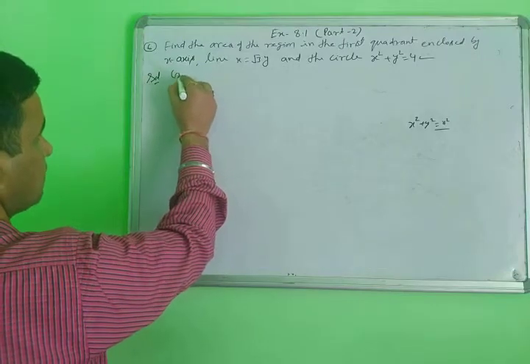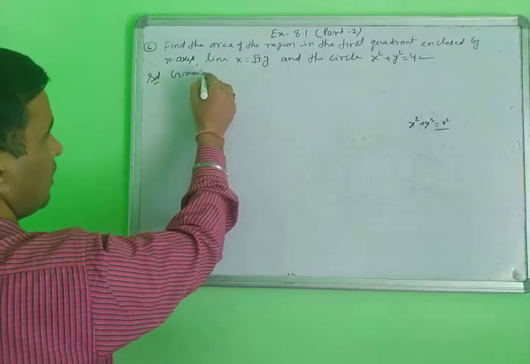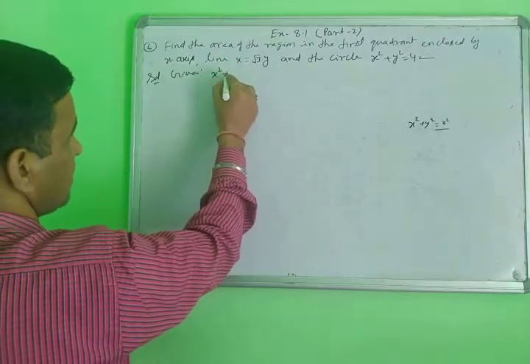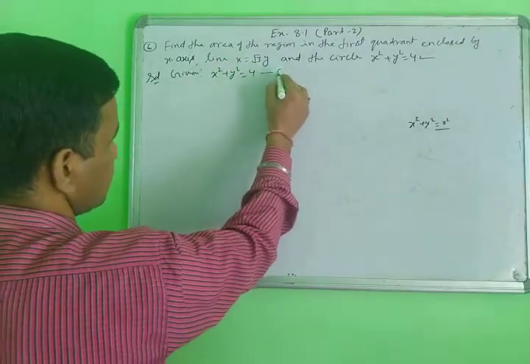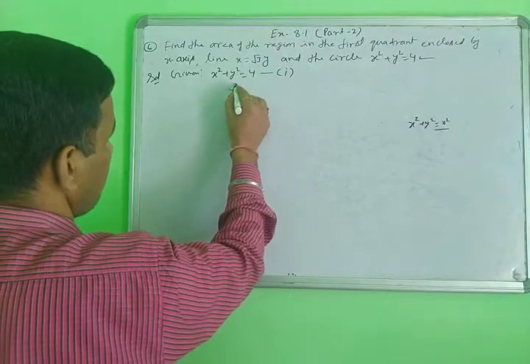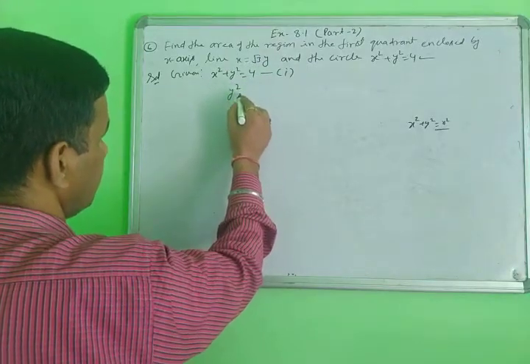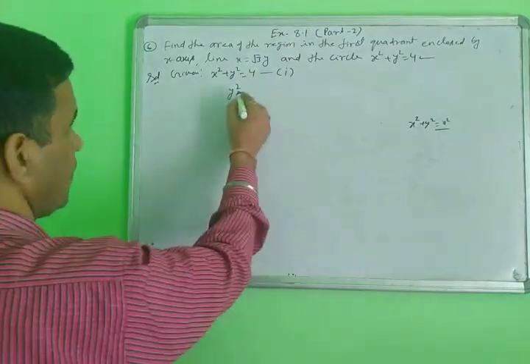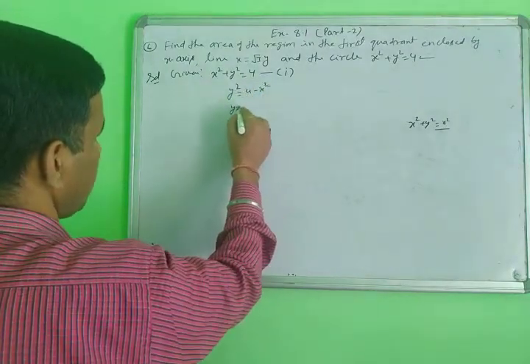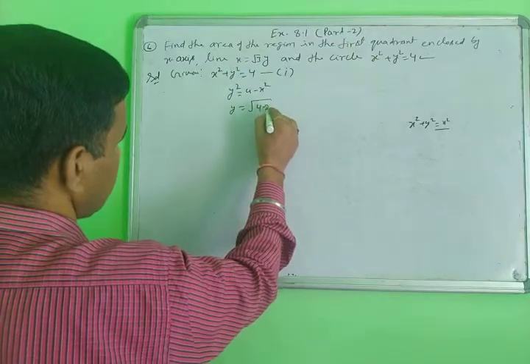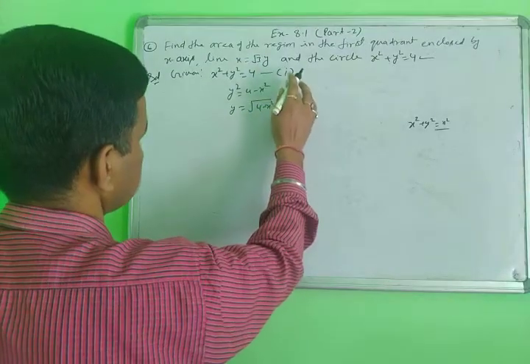Given here, x square plus y square equal to 4. So y square equal to 4 minus x square, and y equal to root of 4 minus x square. This is the first equation.